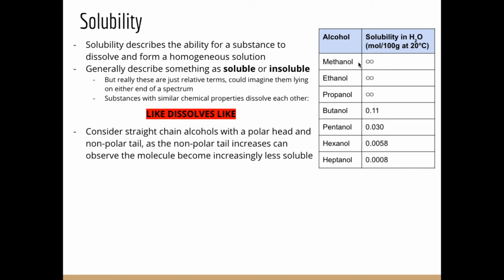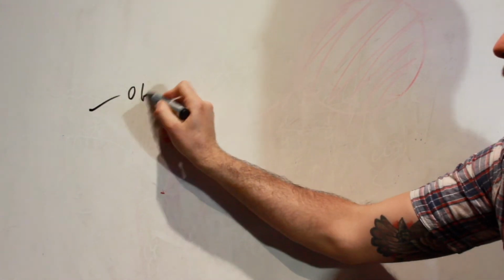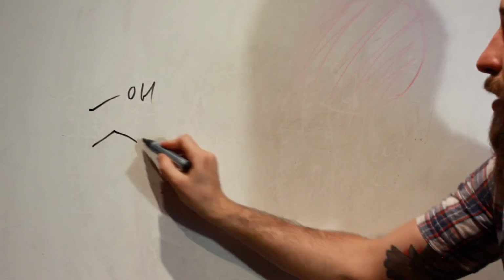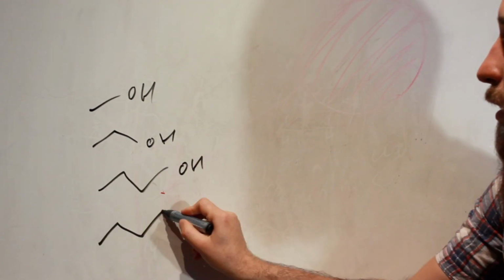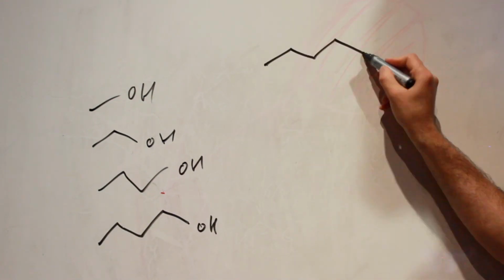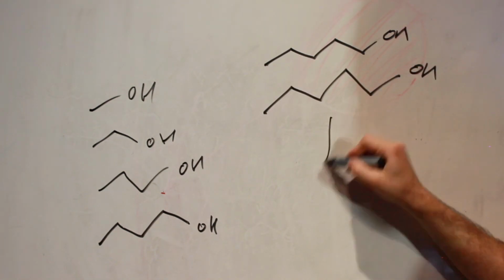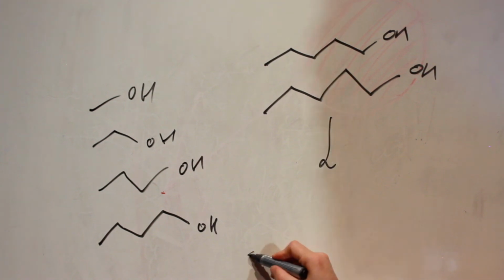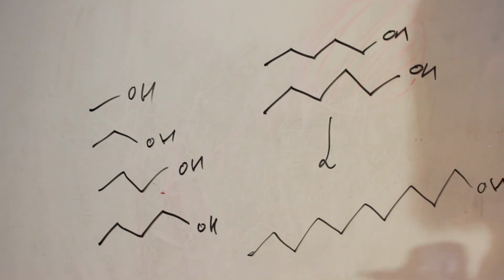So let's show why like dissolves like is reflected by this data. If I have methanol, I've got 1 carbon to an OH. If I've got ethanol, I've got 2 carbons, propanol, 3 carbons, butanol, 4 carbons. Pentanol, 5, and so on and so forth. Hexanol, 6, all the way down to, let's do a decanol, 10 carbons, like so.